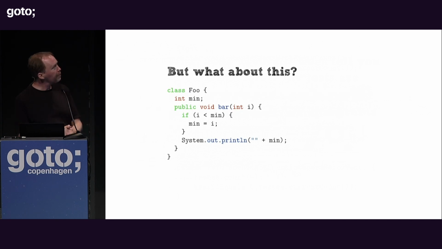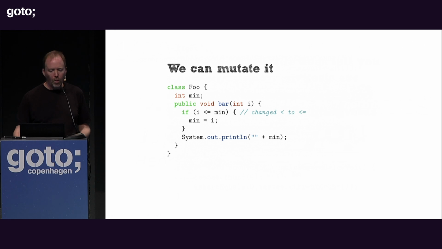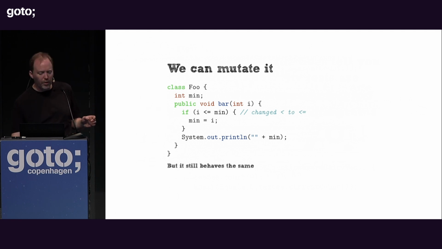But what about this? We can mutate it. It's our same change as before. But there's a problem here. It's not always instantly obvious, but if you think about it, it still behaves the same. What we're doing is passing in this int. We've got a bit of state stored up here of the lowest thing we've encountered. And if it's less than or equal to, we store it. Or if it's less than, we store it. Either way, it's the same result.